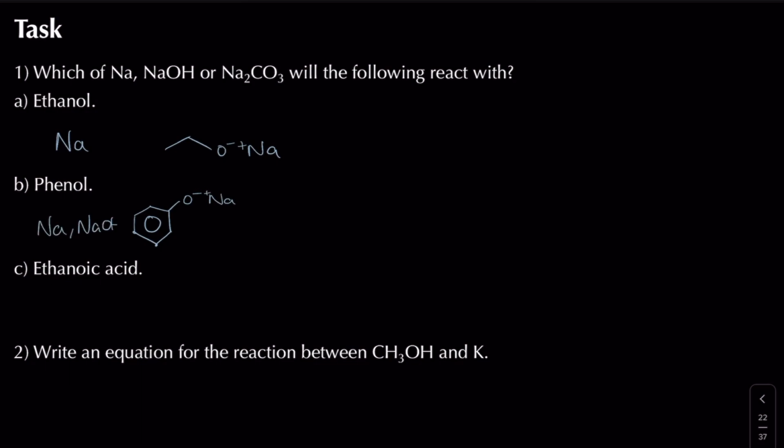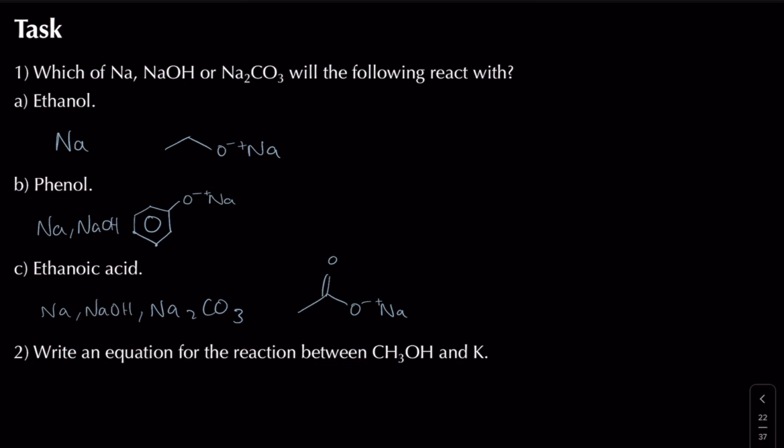What about ethanoic acid? Well, ethanoic acid can react with all 3 of them. Sodium, it's going to react with sodium hydroxide as well as sodium carbonate as well. And in all 3 cases, you end up forming, yes, from ethanoic acid, an ethanoate ion, and then that's going to be bonded, ionic bond, to the sodium ion as well, so you form sodium ethanoate.